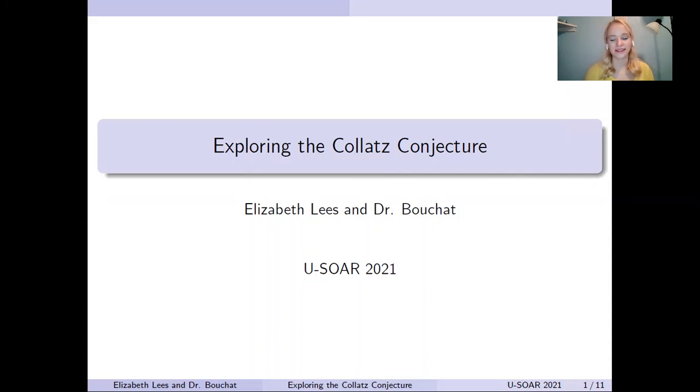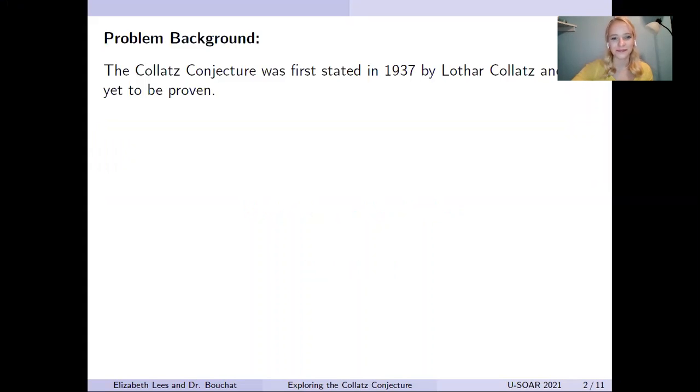I'm a senior math and dance major, and today I'm going to be talking to you about Dr. Boucher and my research on the Collatz conjecture. To give some background on the problem, the Collatz conjecture was first stated in 1937 by Lothar Collatz, and it's an open problem in math, which basically means that it hasn't been proven yet.